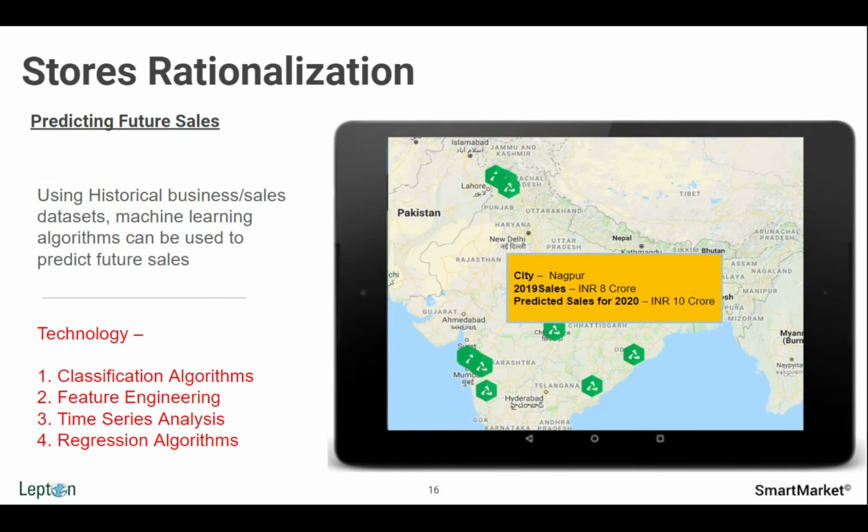Similarly, once demographics and other parameters can be predicted, the result is I can also predict the amount of sales I can expect in future from different geographies. Different algorithms are used for this, in terms of artificial intelligence and data science. A lot of algorithms can be used. Classification algorithms, feature engineering, time series analysis can be done, and regression algorithms can be used here.